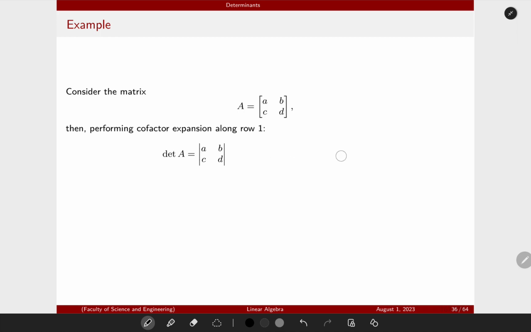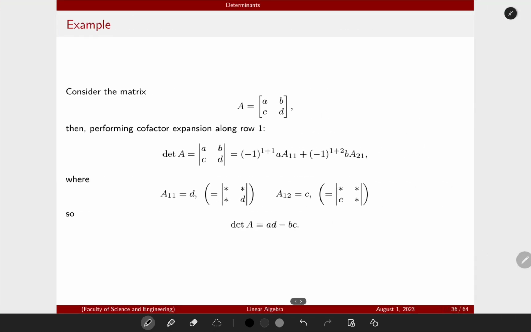As you will see, this is also what I have here. Actually, here I wrote A11 and A21, but I should have written determinant there. That's a mistake. Anyway, you get what I mean.